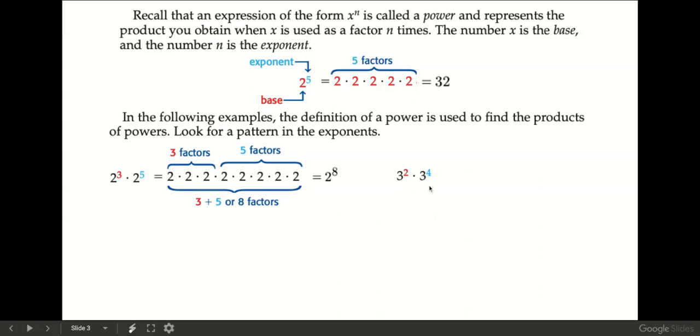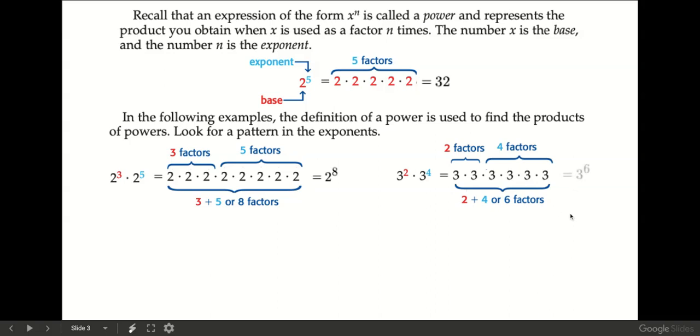If I had 3 to the second power times 3 to the fourth power, I'm going to write it in expanded form: 3 times 3, and then 3 times 3 times 3 times 3. Again, here are my 2 factors of 3 for 3 to the second power. Here are my 4 factors of 3 for 3 to the fourth power. And when I multiply them all together, really, that's 2 plus 4. That's a total of 6 factors of 3, which, if I were to write that as an exponent, would be 3 to the sixth power.